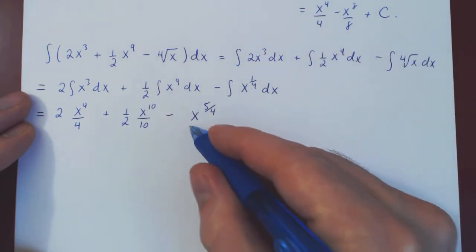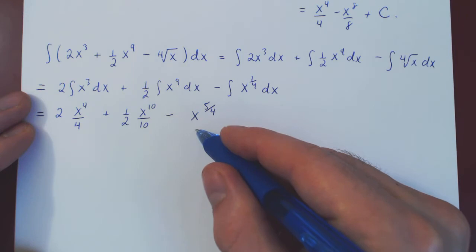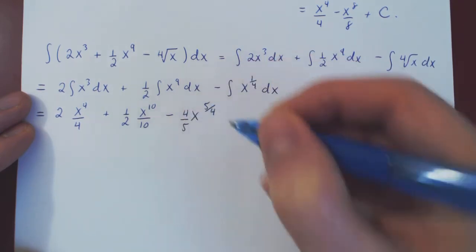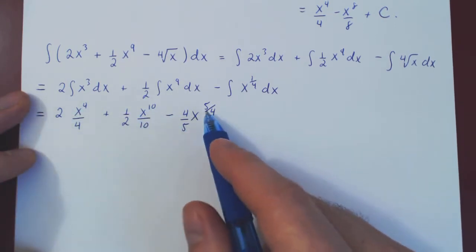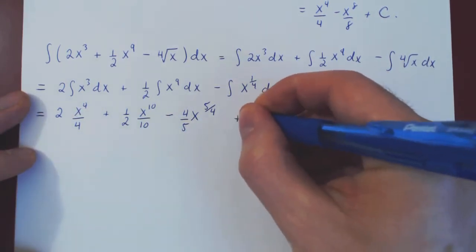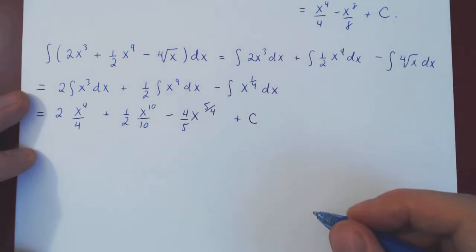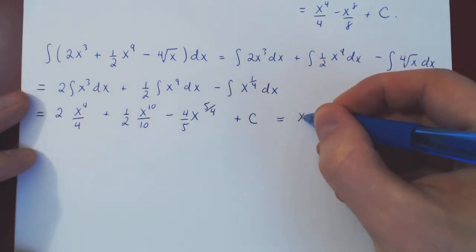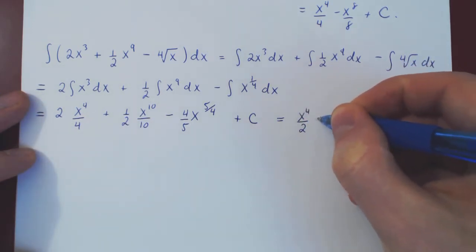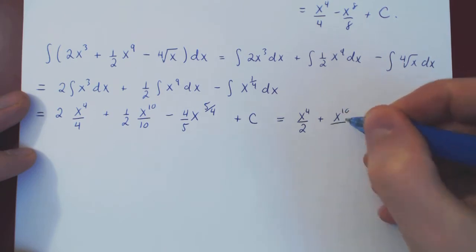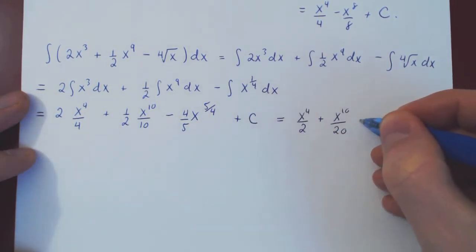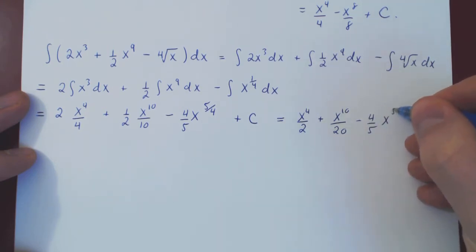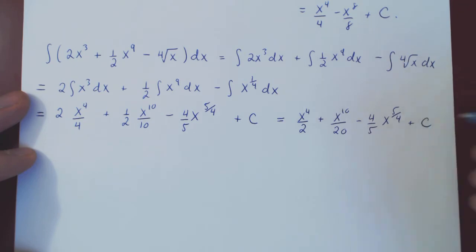And here again you can be slick. If you divide by 5/4, you multiply by the reciprocal, which is 4 over 5. And now that we have integrated all 3 functions, then at the end don't forget to add the arbitrary constant of integration. We could simplify a little bit. 2 over 4 is 1/2, so we get x to the 4 over 2 plus x to the 10, 2 times 10 is 20, minus 4 over 5, x to the 5/4 plus c.